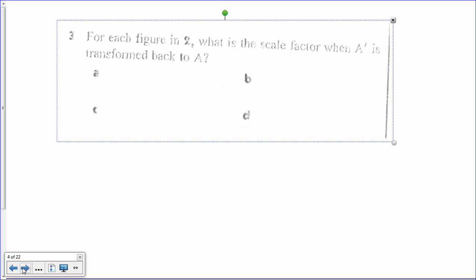So question 4, what is the scale factor in figure 2 if it's going back? When we're going backwards, we're just doing the opposite. The first one was 3, so going the opposite direction is going to be 1 over 3. The second one, we had 2 over 3, so going backwards is going to be 3 over 2. Third one, we had 5 over 3, so it's going to be 3 over 5. And the fourth one, we had 3, and so again, going backwards, we turn it upside down, so that's going to be 1 over 3.